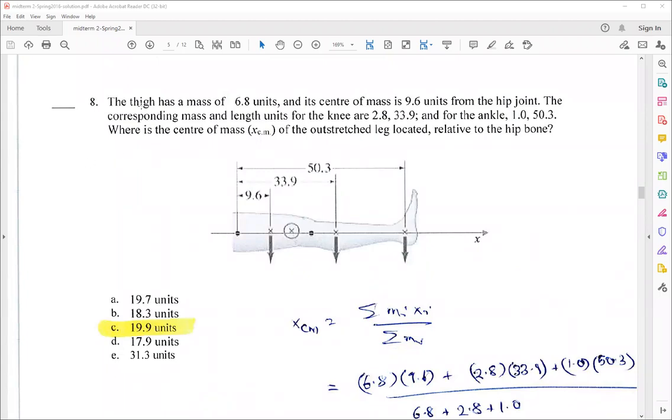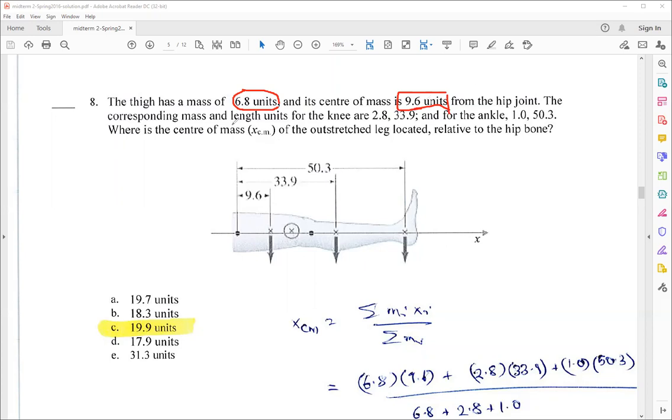Now, question number 8, the thigh has a mass of 6.8 units, okay? Now, we're not specifying what units is being used. That doesn't matter as long as I can use it as a measure of mass. And then its center of mass is 9.6 units from the hip joint. Again, we're using these units, so it could be anything, okay? But for now, let's not worry too much about the unit for the mass or for the distance, okay?